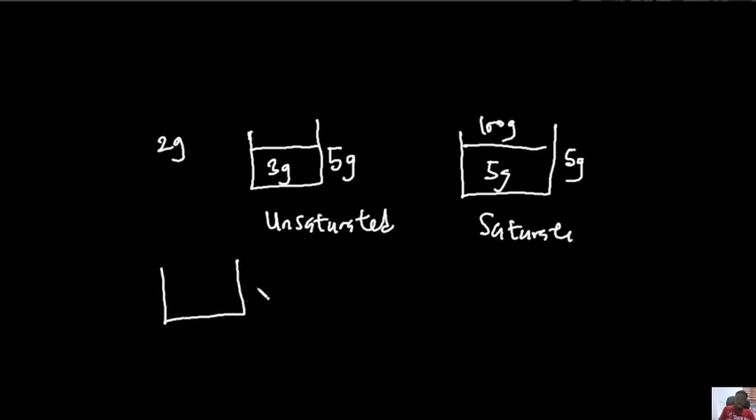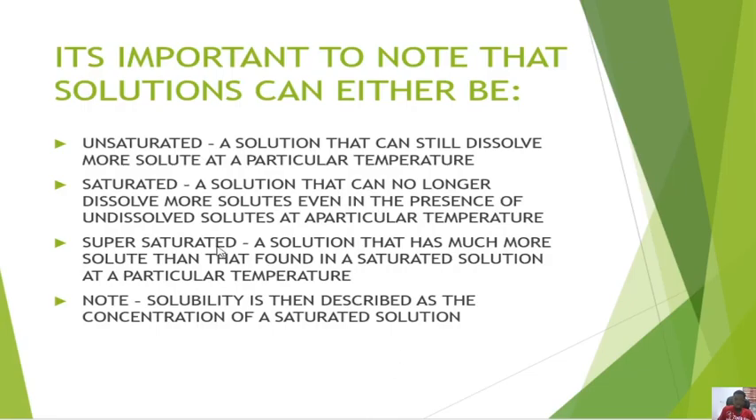Finally, we have a supersaturated solution. As I said, the maximum that can enter is 5, but in a situation when you now put more than 5, let's say you introduce 10. If you introduce 10, 5 grams will enter, 5 grams will stay out. This is because you introduced 10 grams. Now, this solution is said to be supersaturated. Why? It has more than what it would take to saturate it. So a supersaturated solution is a solution that has much more solutes than that found in a saturated solution at a particular temperature.